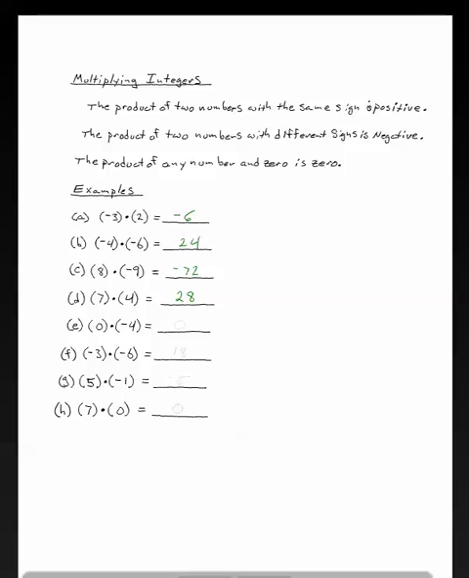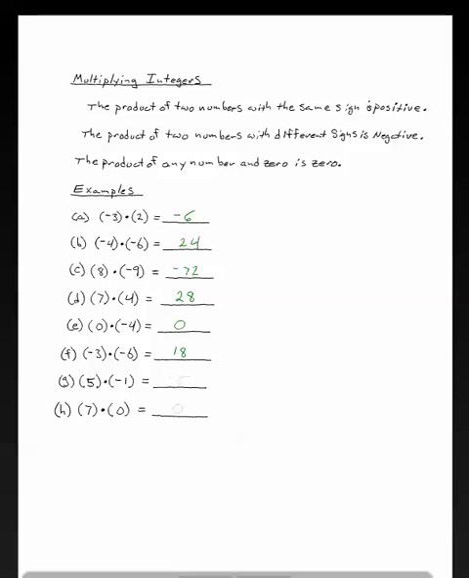Example E says 0 times -4. Well, 0 times any non-zero number is 0. So our answer is 0. Example F says -3 times -6. These two numbers are both negative, so they have the same sign, which means we're going to get a positive answer. So -3 times -6 is 18.